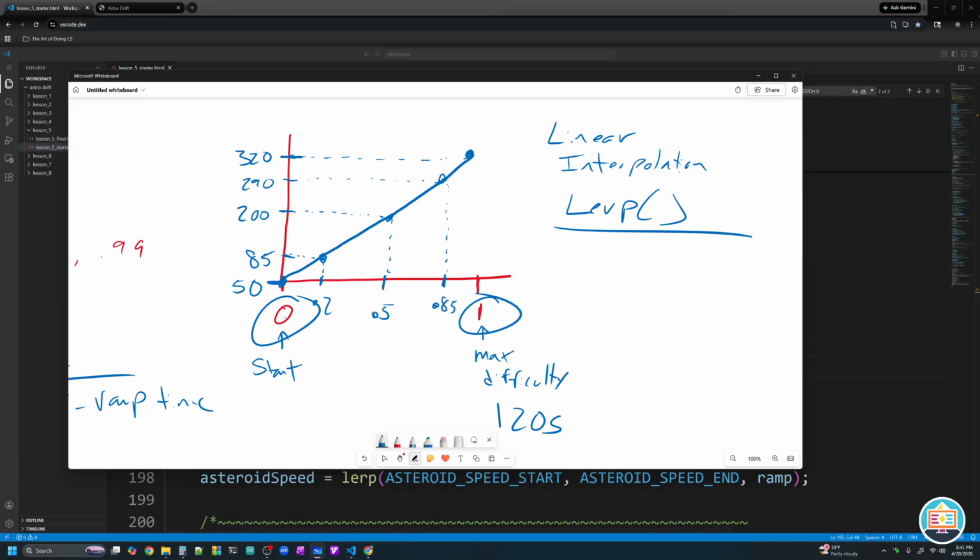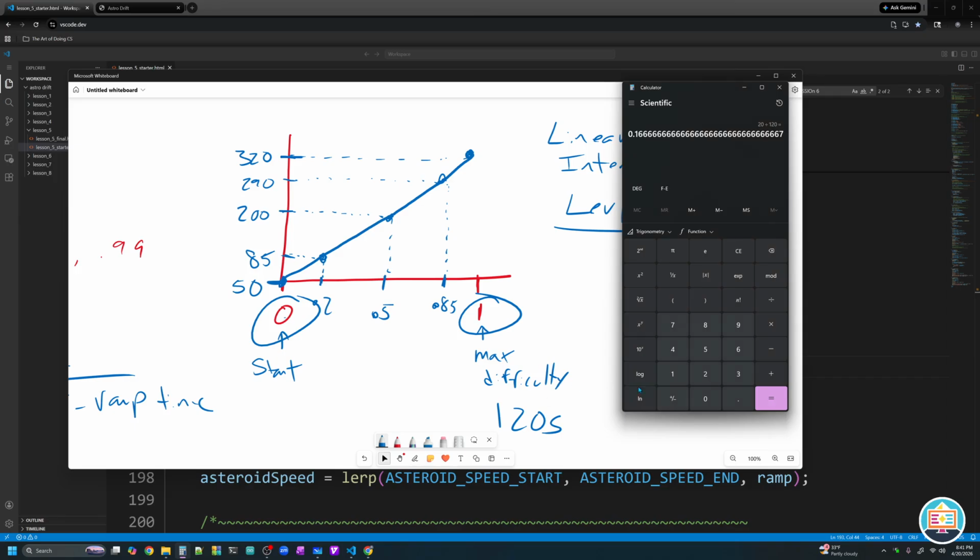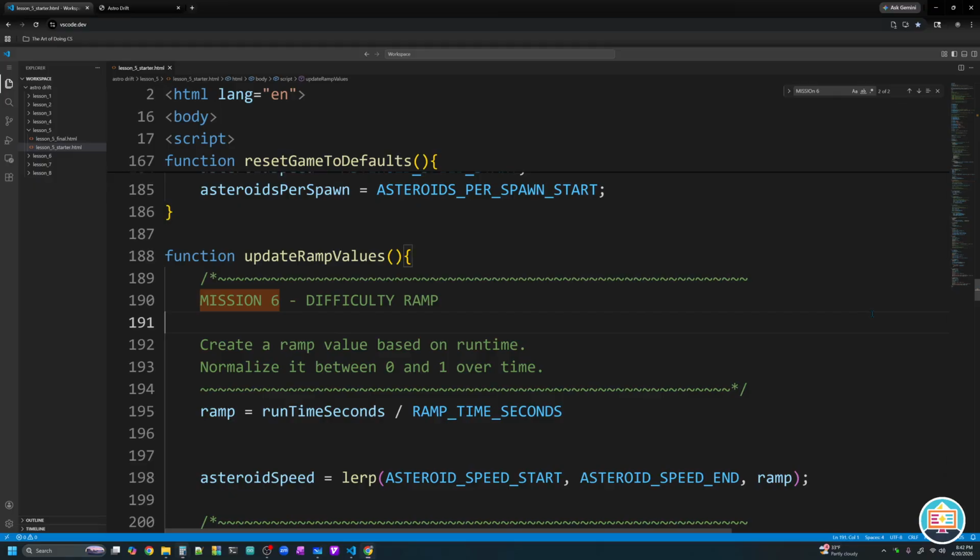All right, we play the game a little bit more. And so now we've played for 60 seconds. So now runtime divided by ramp time is going to be 0.5. So now the asteroid speed is moving faster at 200. Awesome. So this is working really nice. And we played the full 120 seconds. So now 120 divided by 120 is 1. We are at our maximum difficulty, and our asteroids are moving at 320 units.